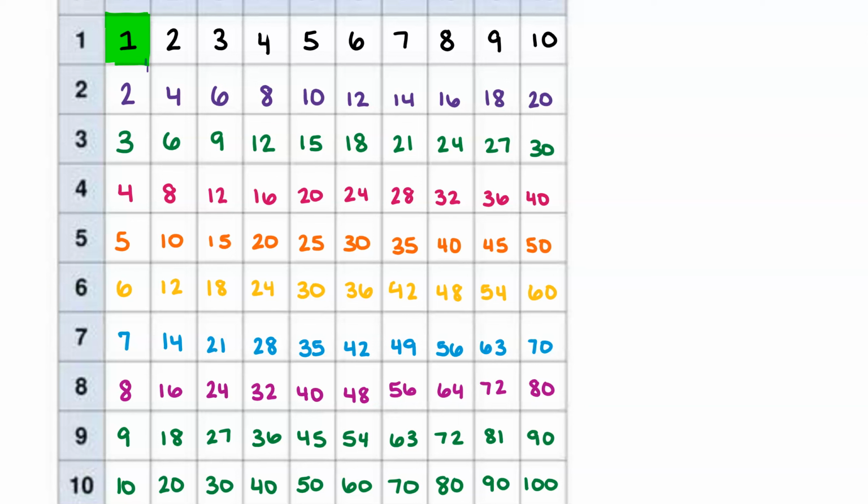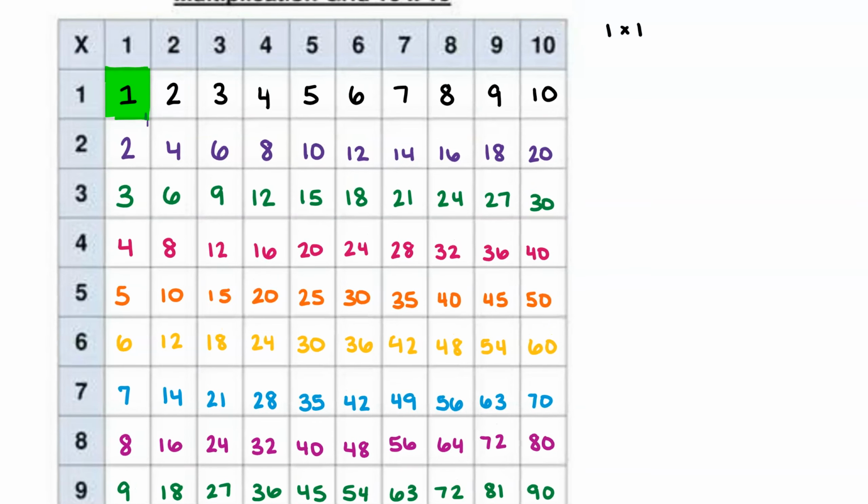The first thing that stands out to me is that when you're multiplying by 1, you always get the same number. So look at this top row. When you're multiplying by 1, you always get the number you're multiplying. So 1 times 6 will be 6. 1 times 9 will be 9. So anytime you multiply by 1, you just get that same number.